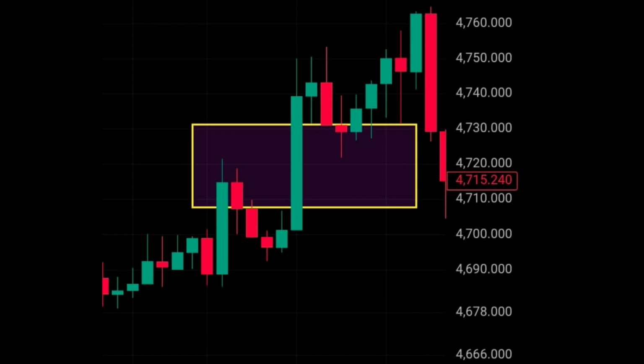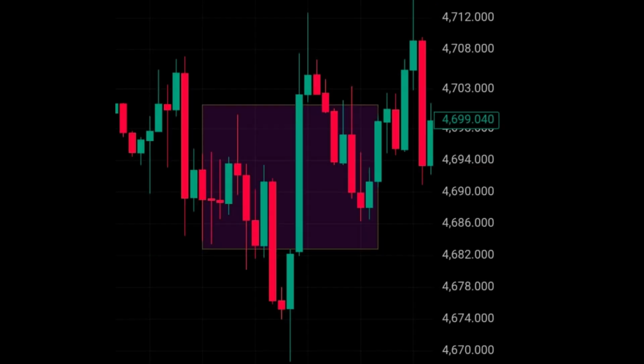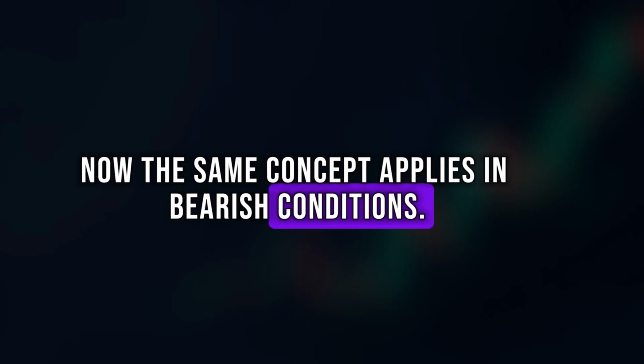And finally, let's look at a strong bullish order block example. Here, price first sweeps liquidity below previous lows, then aggressively displaces upward, breaks structure, and leaves behind a fair value gap. Now this setup contains liquidity sweep, break of structure, imbalance, and strong displacement together, which makes this a strong bullish order block. Now the same concept applies in bearish conditions.